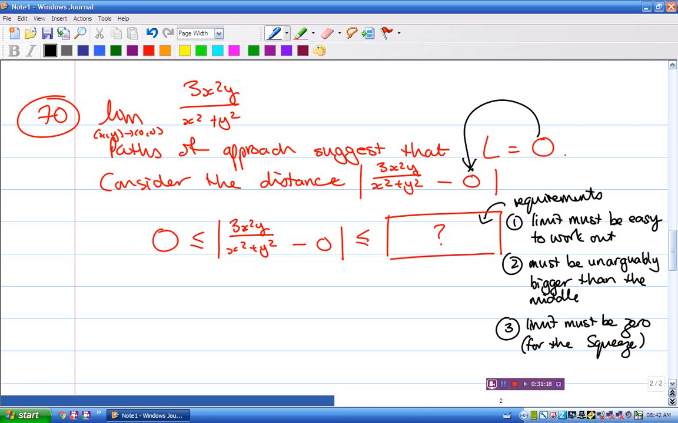The way you can know that it's bigger than the thing in the middle is by making it look almost like the twin of the thing in the middle, but there's just one little thing that's different. Question: What do you mean by must be 0 for the squeeze? Because we want the squeeze theorem.